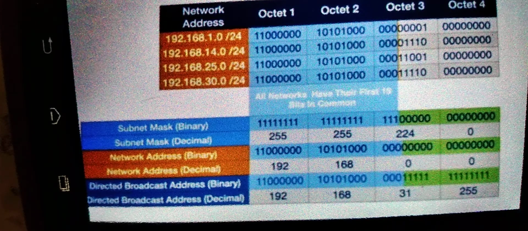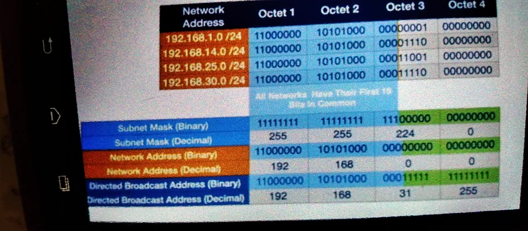So what do we do? What we do is we take those 19 bits and we say that's going to be our subnet mask, because we've got 19 bits in common. So I put in 19 ones in my subnet mask and I put in 13 zeros. Let's now convert that to decimal.